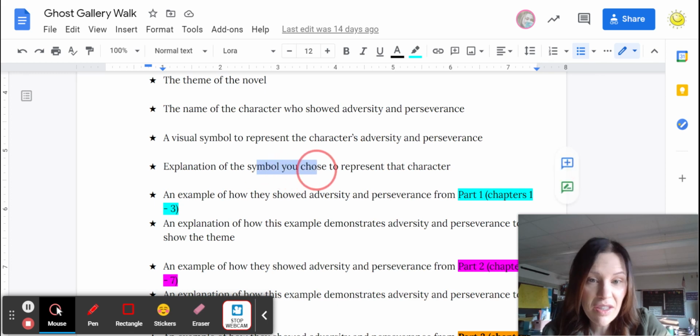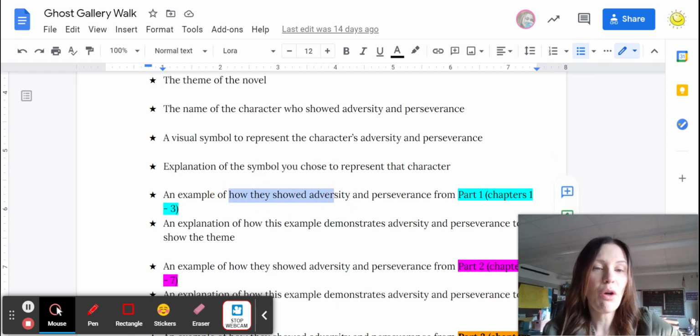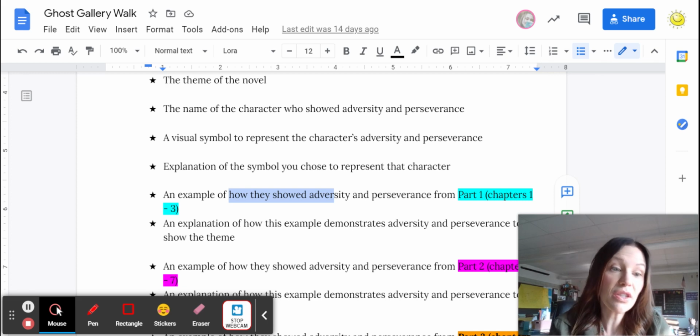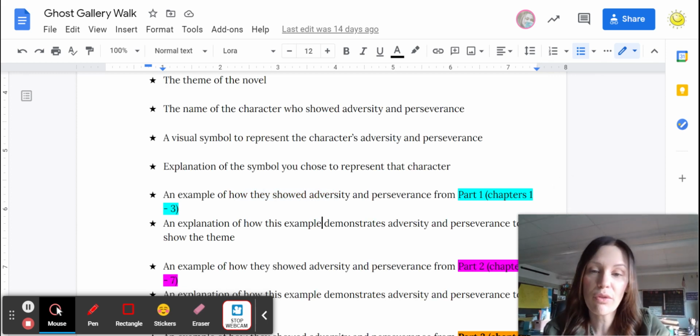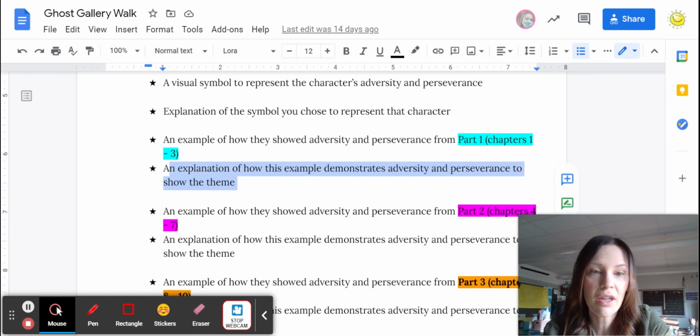So you have this symbol, then you have to be able to explain how that person showed it. If you're going to say that they showed it and you've chosen the symbol to represent it, then you need to be able to explain how they showed that adversity and perseverance, which then connects to that symbol. Okay, that goes together. Again, that's a significant part of this project. That's why I'm giving you lots of time to complete this. Okay, that goes right along with what this next bullet point is, an explanation of how this example demonstrates adversity and perseverance to show the theme.